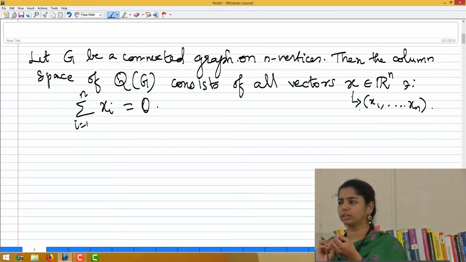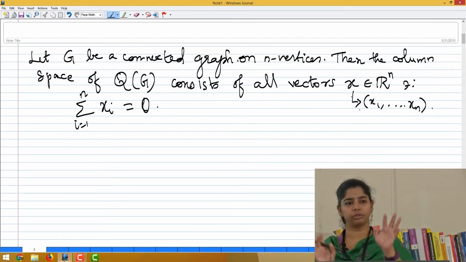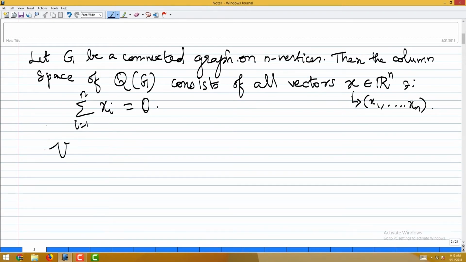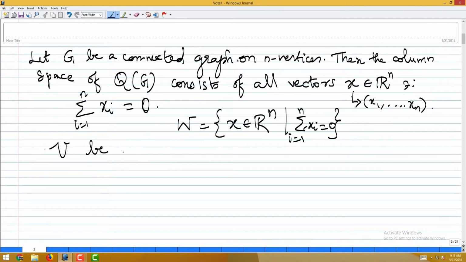It is very simple, basic linear algebra that we want to use, we will not use anything big. So, let us start with it. I want to show that the column space is equal to this set of all vectors whose sum is 0. So, let W be the set of all vectors in R^n such that the summation of x_i is 0, that is, the sum of its components is 0. Let us also start with U, the column space of Q. I am just claiming that this U is equal to W.